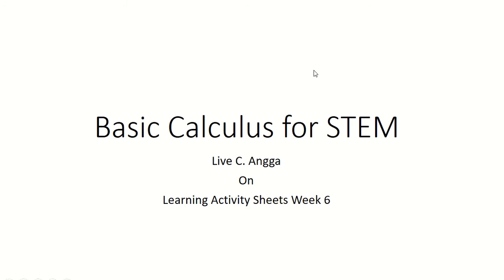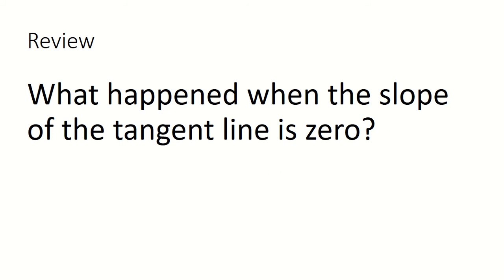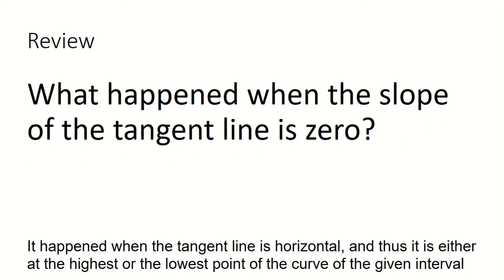And now let's focus on review first. So based on your week 5, what happened when the slope of the tangent line is 0? Anong mangyayari pag ang slope ng ating tangent line sa curve ay 0? The answer is, it happened when the tangent line is horizontal, and thus it is either at the highest or the lowest point of the curve of the given interval.